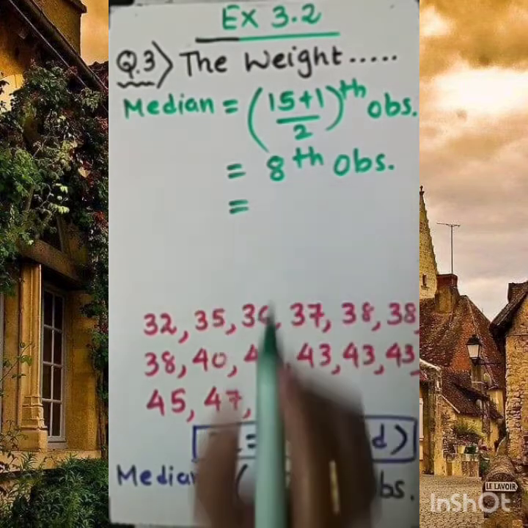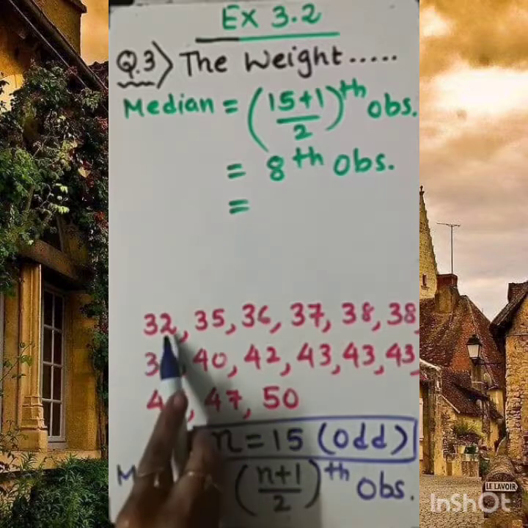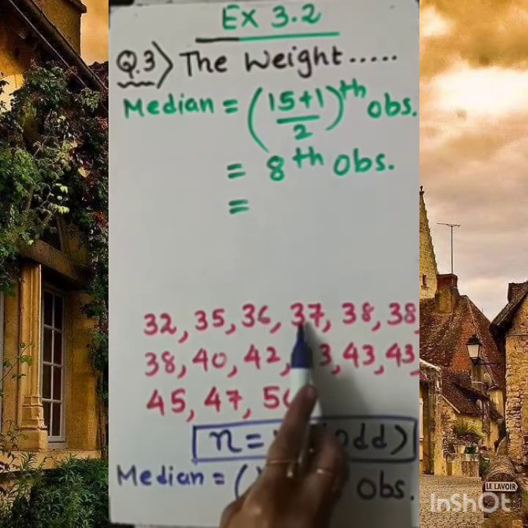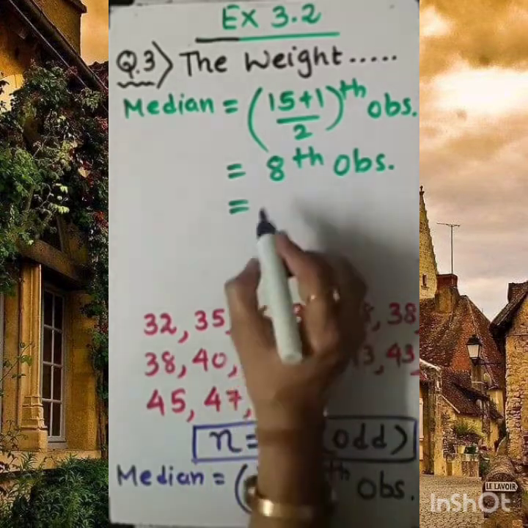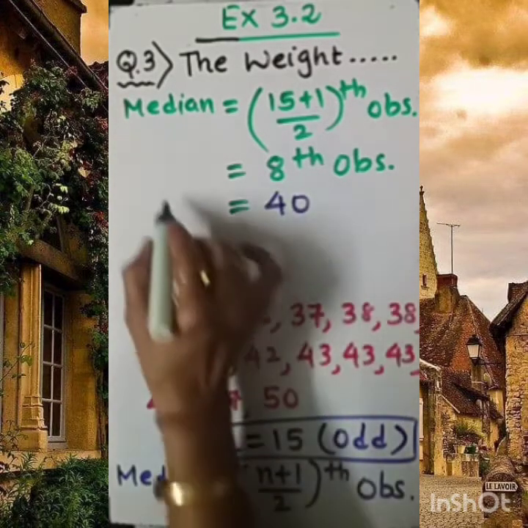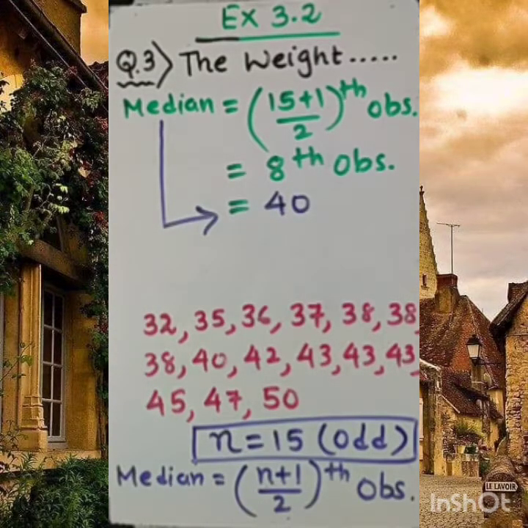Okay. So let's note down. What is the 8th observation? Let's start. 1, 2, 3, 4, 5, 6, 7, 8. It is coming 40. So the median of this given data is coming 40. So according to the question 1, we are asked to find mode and median of the data.